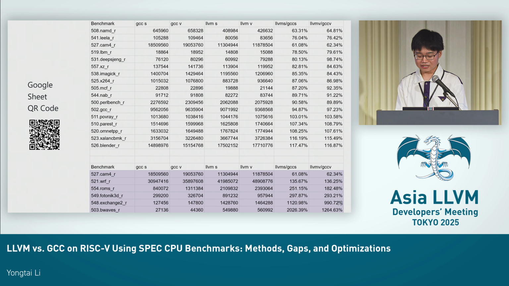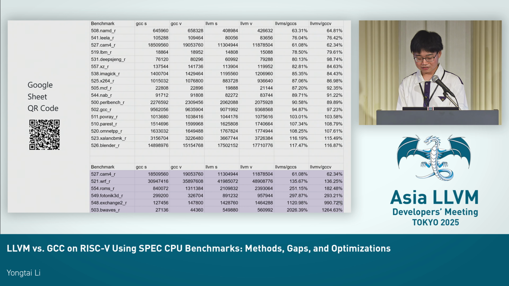It's easy to see that in extreme cases, for example, in benchmark 508, the binary file generated by LLVM is only 64% the size of GCC's, while in benchmark 503, LLVM's code size is even 20 times larger than GCC's.